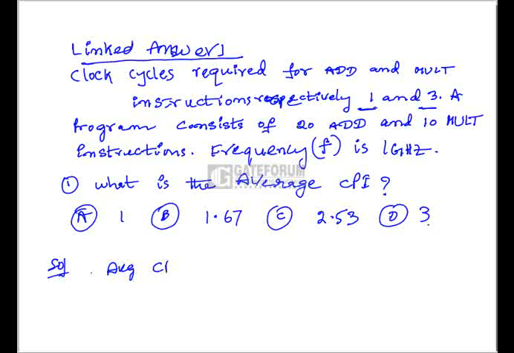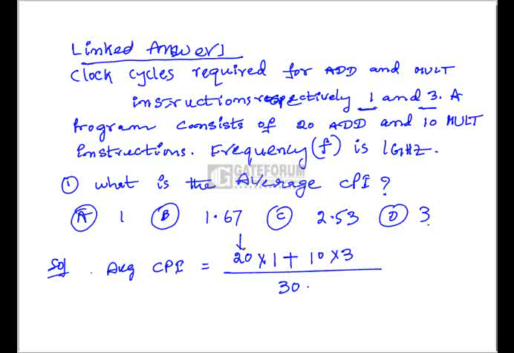Average CPI is equal to the number of add instructions into clock cycles required for add. Say for example, 20 add instructions. How many cycles are required for add? 1. Plus how many multiplication instructions? There are 10 multiplication instructions. Each multiplication instruction takes 3 cycles, divided by the total number of instructions including add and multiplication.